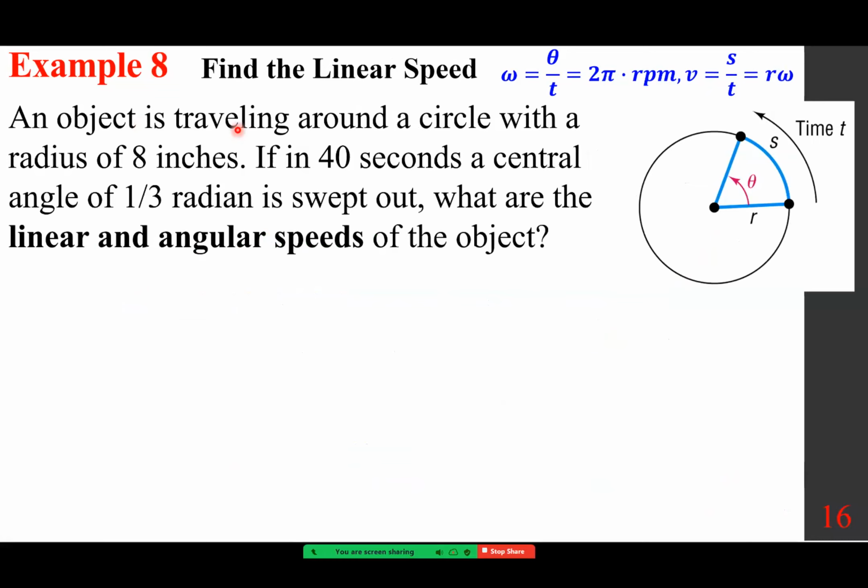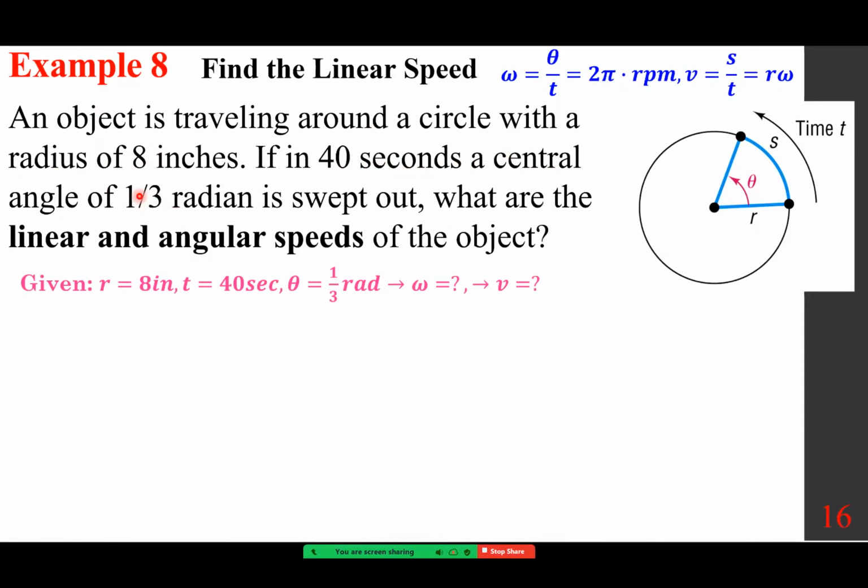An object is traveling around a circle with a radius of 8 inches. If in 40 seconds a central angle of 1/3 radian is swept out, what are the linear and angular speed of the object? Anytime you have a word problem, you want to write the given. So you start rereading the question and say, okay, R is given as 8 inches, t is 40 seconds, the central angle theta is 1/3 of a radian, and we want V and omega.